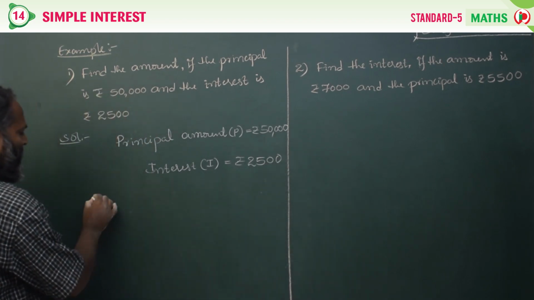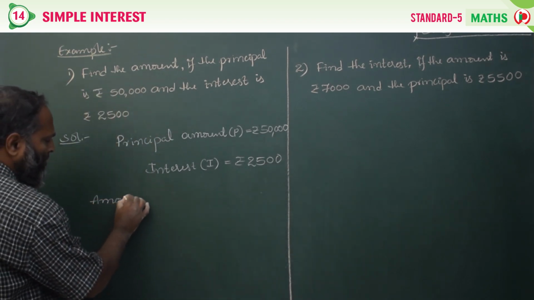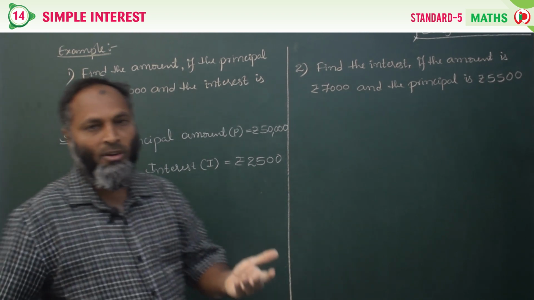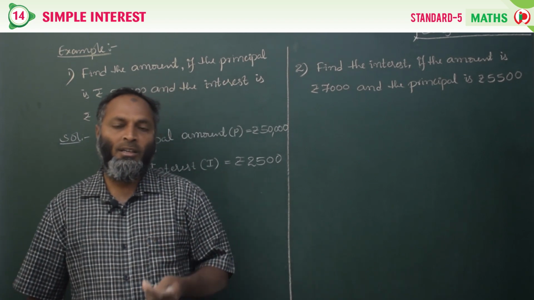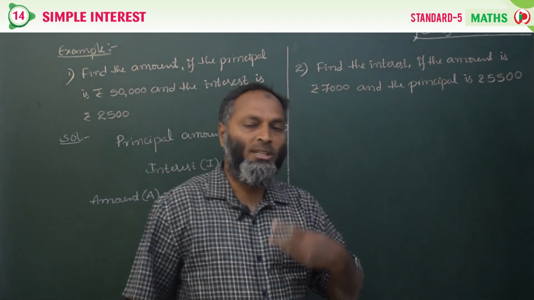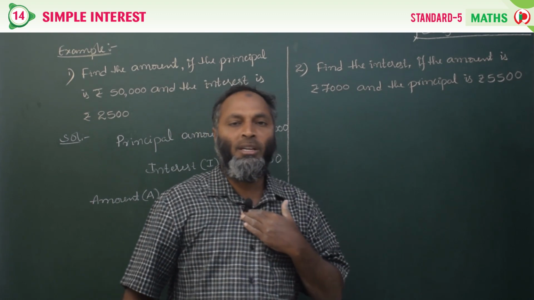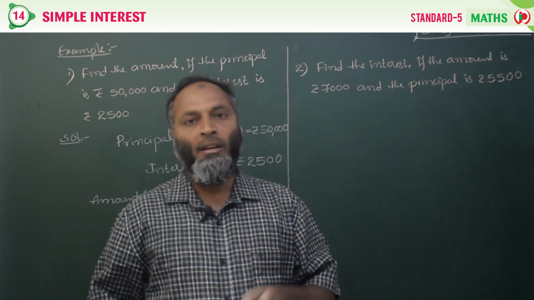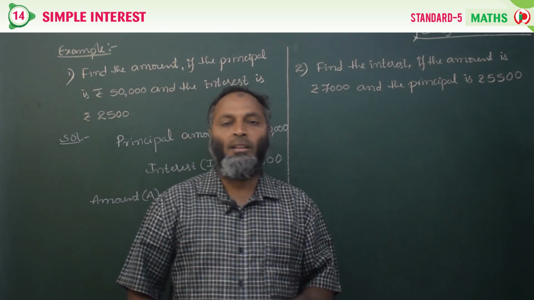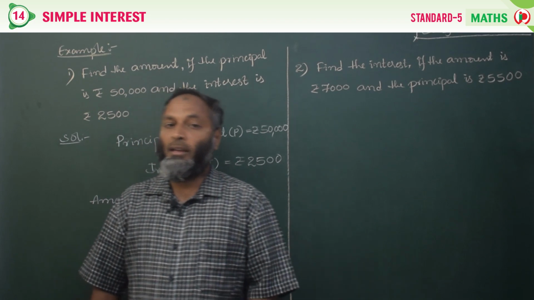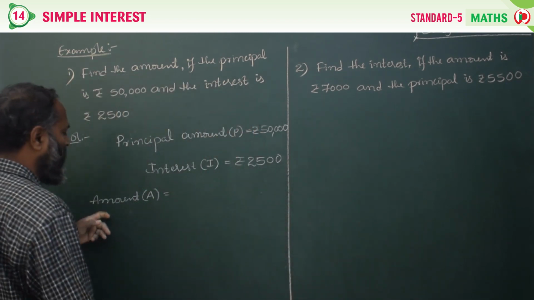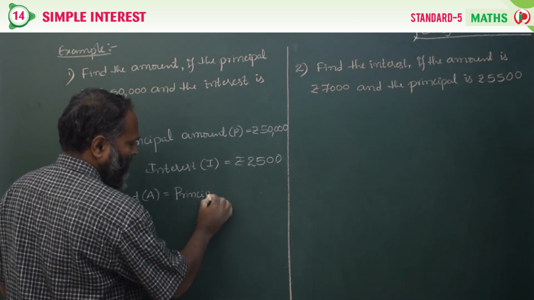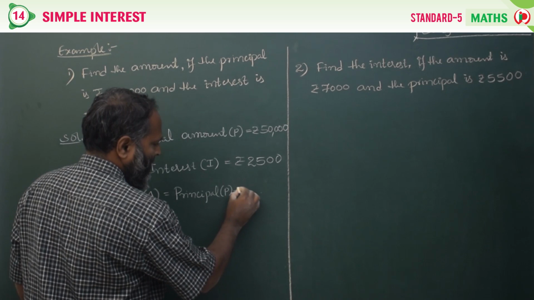Then how to find the amount? Suppose you are borrowing 100 rupees from your friend, and you are paying 10 rupees interest, then how much amount are you paying? You should add the principal and the interest, 100 plus 10, 110. That amount you should pay. Here also the same. Amount means principal plus interest.